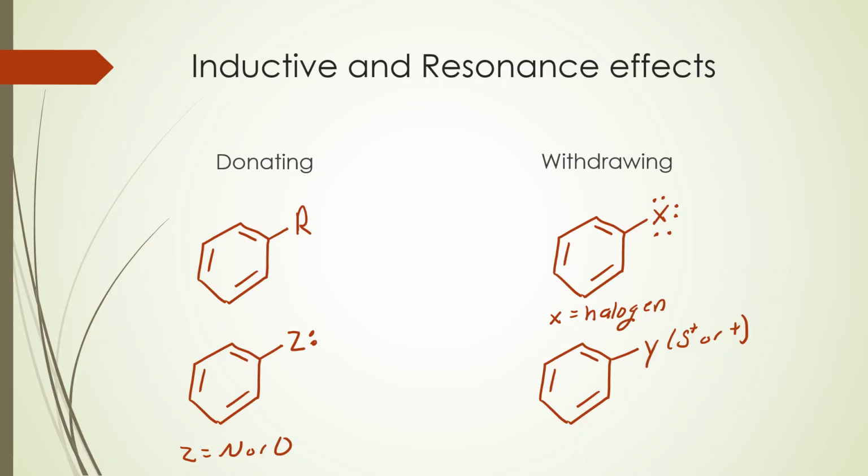If we have both inductive and resonance effects, we have to look at the entire molecule to determine which one is dominant. Some common electron donating groups are alkyl groups, or other groups with a nitrogen or oxygen with a lone pair bonded to a benzene ring. Some common withdrawing groups are halogens, or groups with an atom with a full or partial positive charge bonded to the ring.